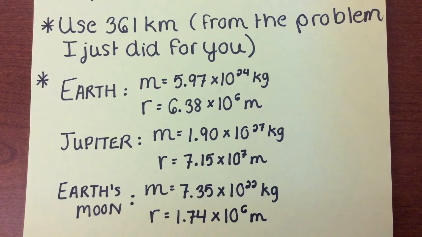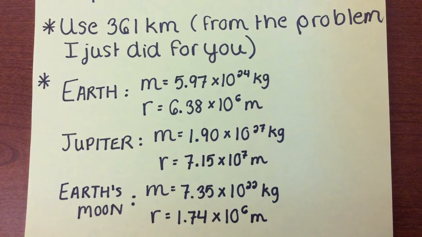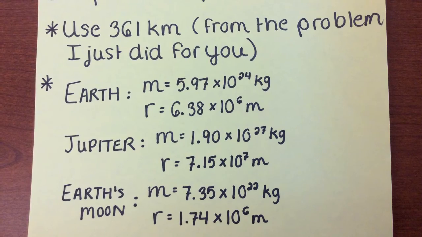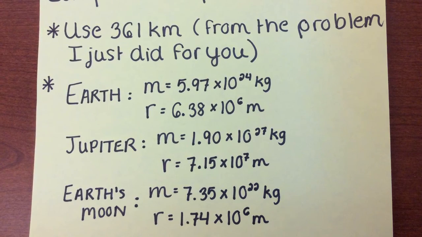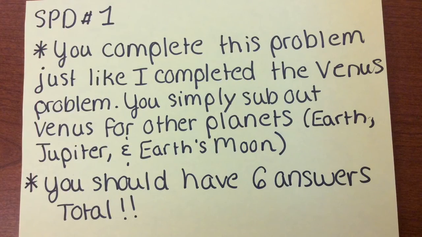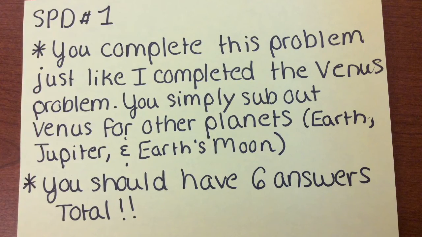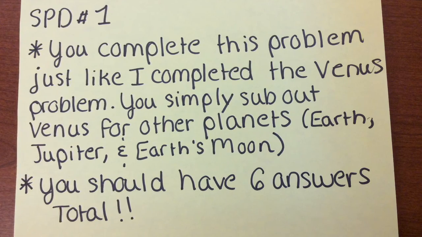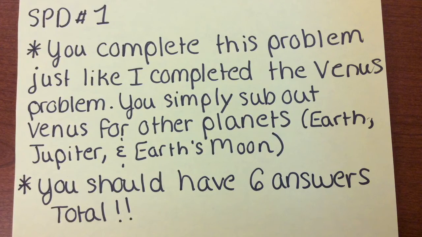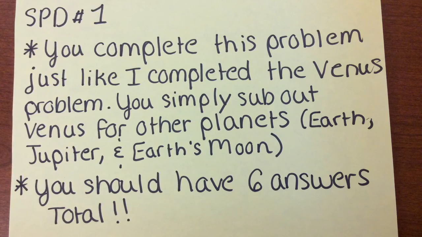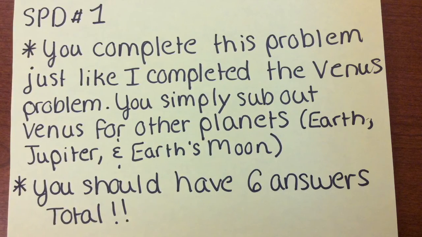Now complete sample problem D, number 1, on your own. You will be doing number 1 and finding the orbital period and speed for the Earth, for Jupiter, and the Earth's moon. So you will actually have 6 answers in total. Orbital period and orbital speed for each of those planets. And you are going to use the 361 kilometers that we used in the example problem I did earlier.